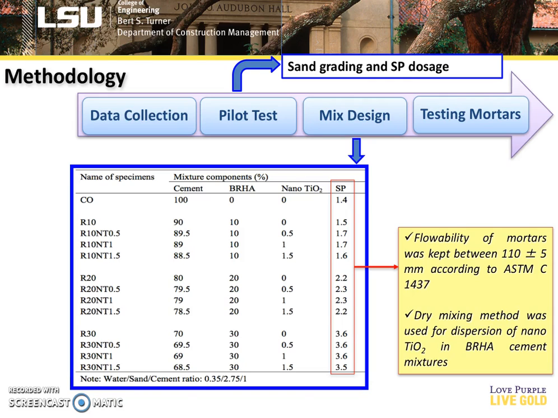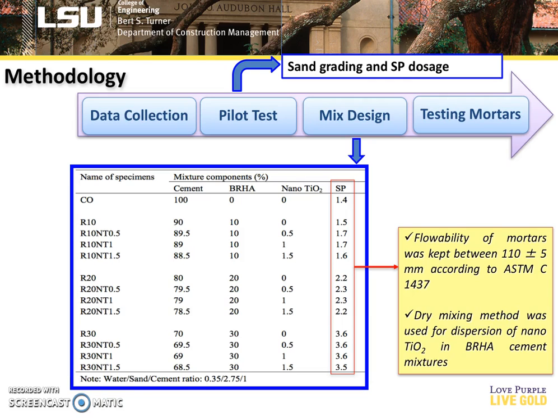As you can see, I had a control sample, which here is shown as CO, and we have 10, 20, 30% of black rice husk ash for the cement replacement. R10, R20 and R30 stand for different percentages of black rice husk ash. Different percentages of nanotitanium, which are 0.5, 1 and 1.5, were used for each black rice husk ash sample.